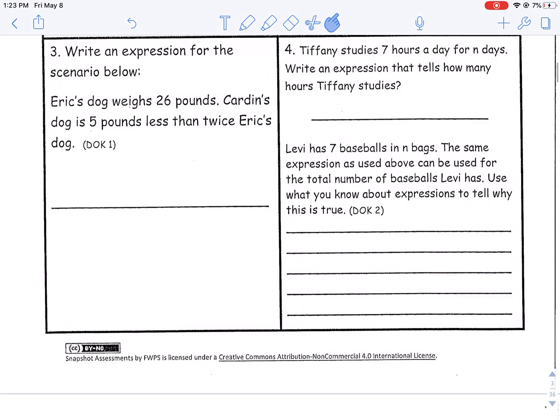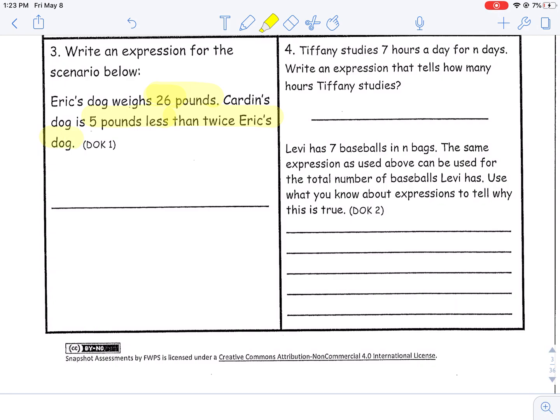Okay, number 3, write an expression for the scenario before. Once again, we're still just writing the expression. The great thing about this is it's easy. I don't even have to actually solve. Eric's dog weighs 26 pounds. Cardin's dog is 5 pounds less than twice Eric's dog.